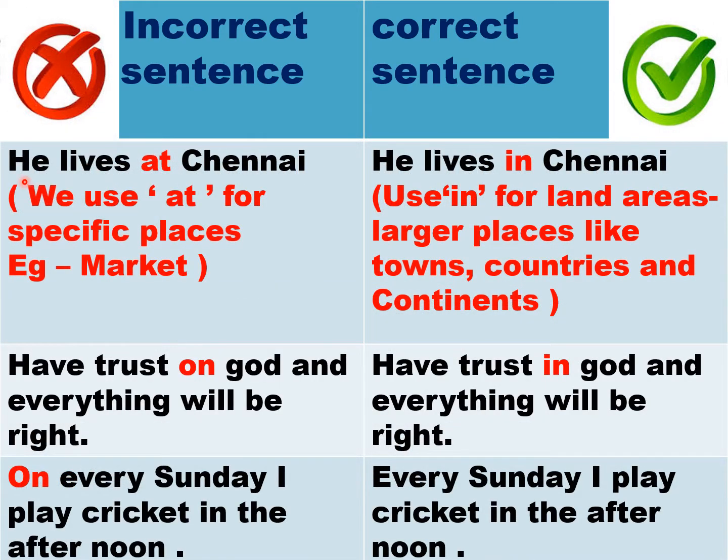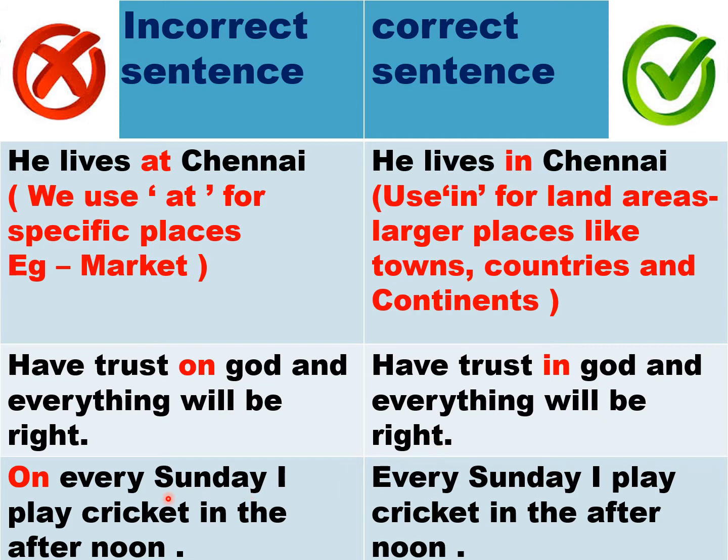Moving on to the next sentence, he lives at Chennai. At Chennai is given here. We use at for specific places, that is, like market, we must use at. But Chennai is a metropolitan city, so we must use in. He lives in Chennai. Use in for land areas, that is, for larger places like towns, countries, and continents. Have trust on God and everything will be right. Instead of on, we must use in. Have trust in God and everything will be right.